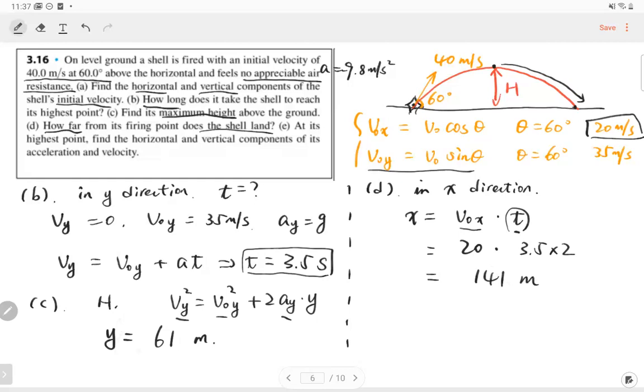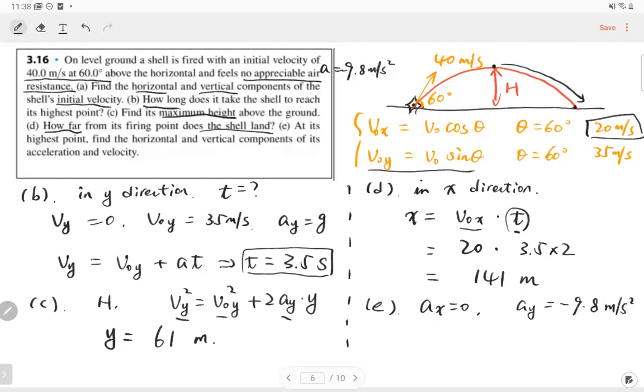The final question, part E: at its highest point, find the horizontal and vertical components of its acceleration and velocity. The acceleration at the highest point, wherever this shell is, is a constant. It only has a vertical acceleration. There's no horizontal acceleration. So the acceleration in x is zero, and in y it is always equal to 9.8 meters per second squared.